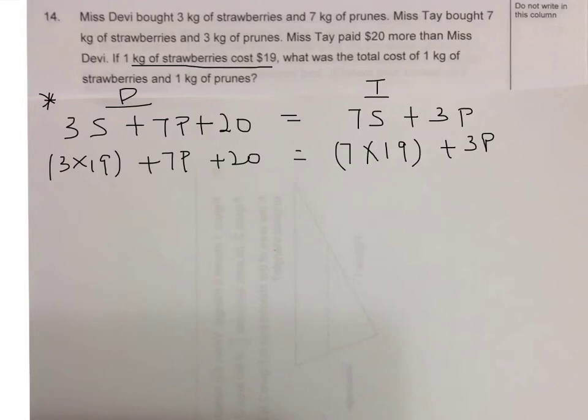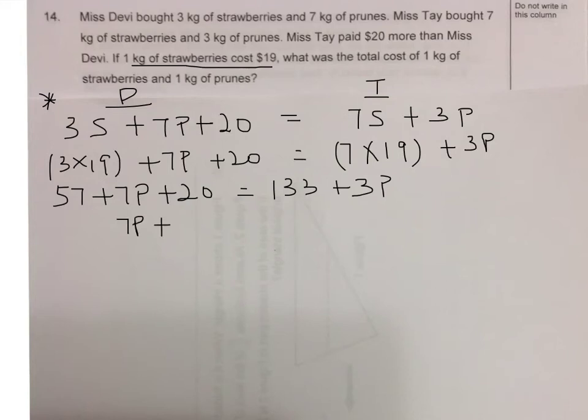3 times 19 will be 57, plus 7 kg of prunes plus 20 equals 7 times 19, which will be 133, plus 3 kg of prunes. Alright, we carry on with it. This will be 57 plus 20 is 77 equals 133 plus 3p.